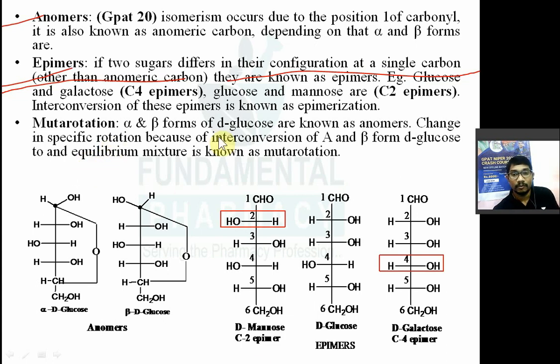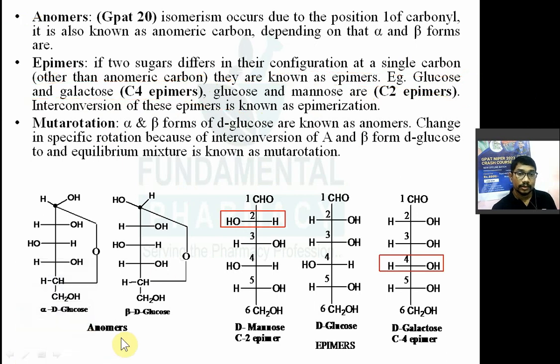For example, glucose and galactose are C4 epimers, and glucose and mannose are known as C2 epimers. A question has already come on this. Glucose and galactose are known as C4 epimers, glucose and mannose are known as C2 epimers.